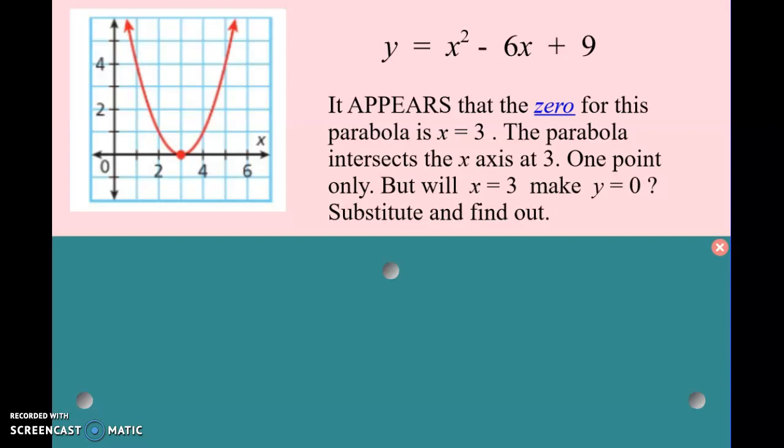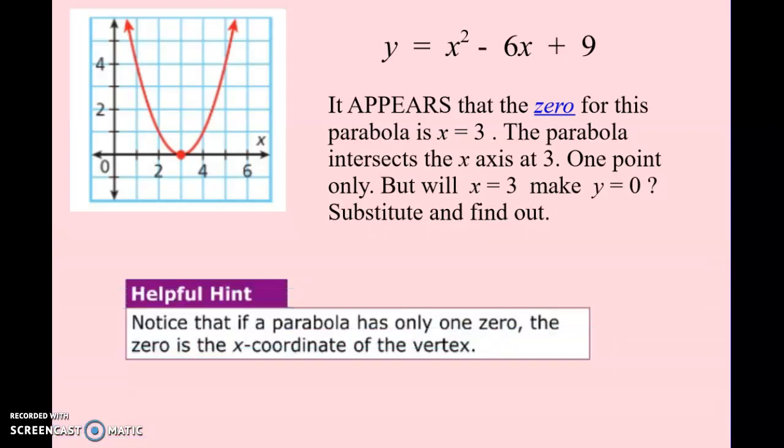Take a look at this graph. It appears that the 0 for the parabola is x equal to 3. That is the point where it intersects the x-axis. It's one point only, or so it appears. But will x equaling 3 make y equal to 0? Substitute 3 in for x in the above equation and find out. Notice that if a parabola has only one 0, the 0 is the x-coordinate of the vertex.